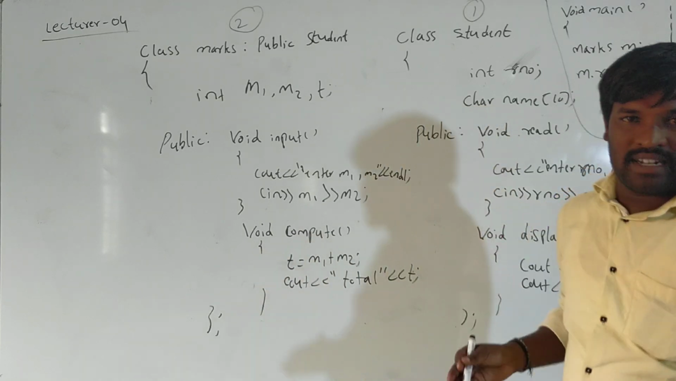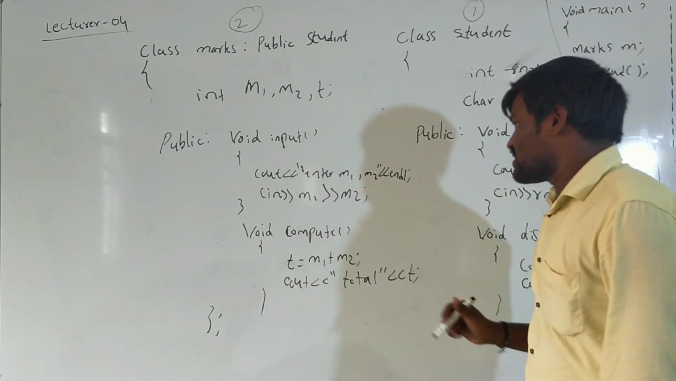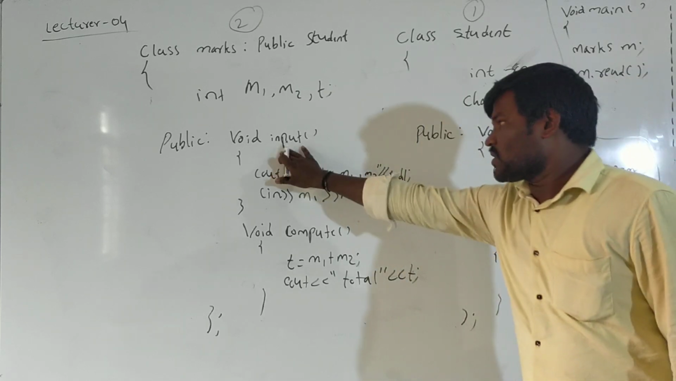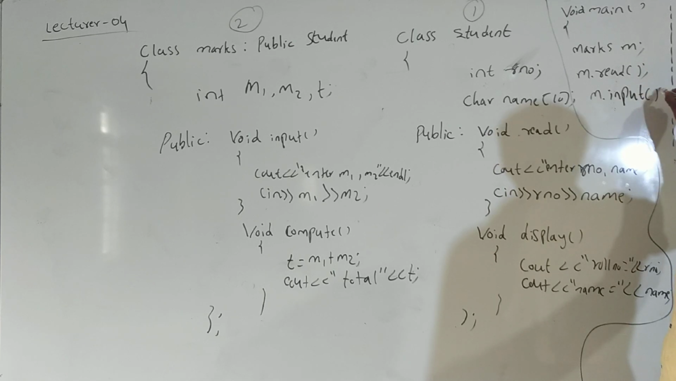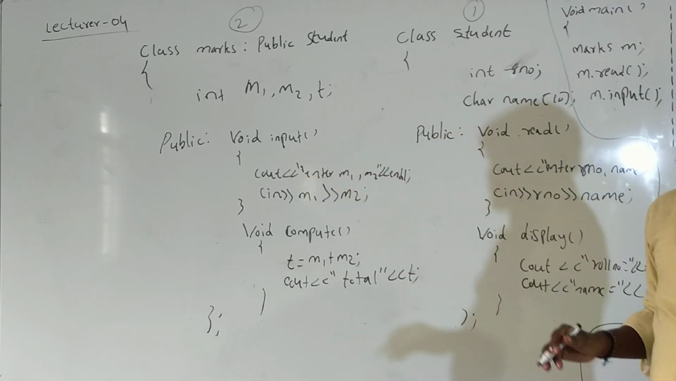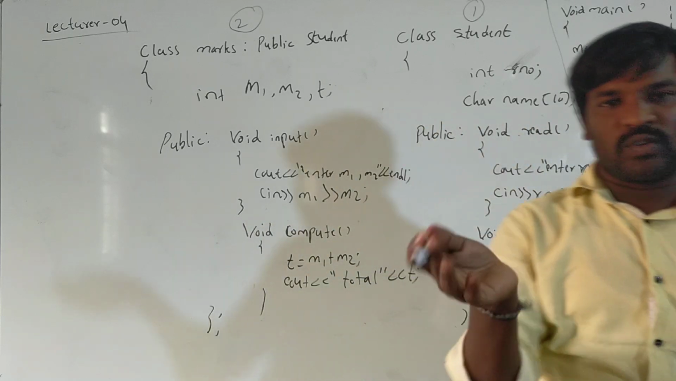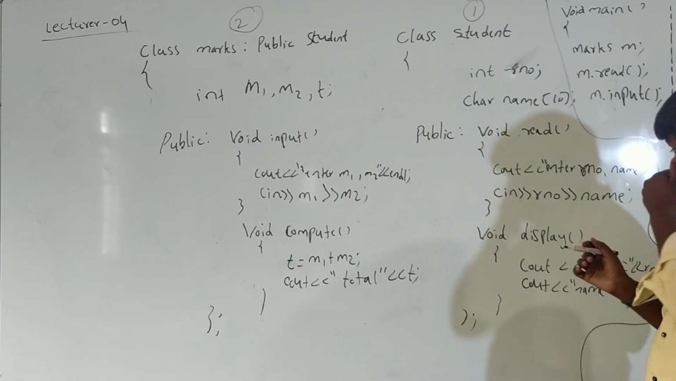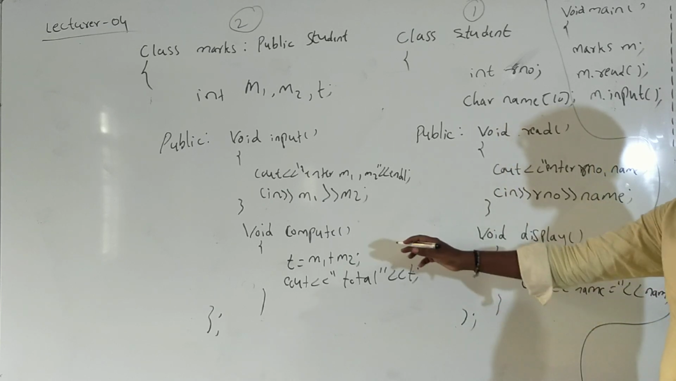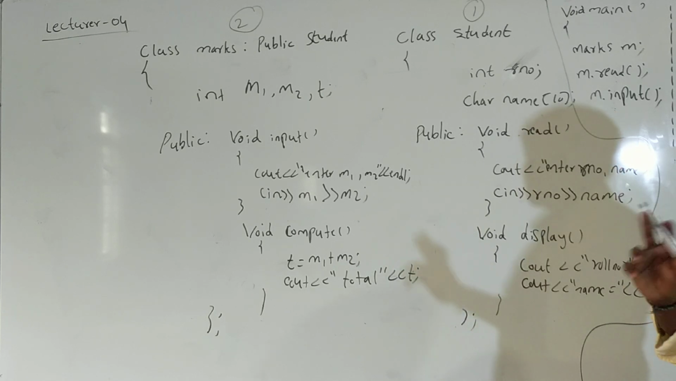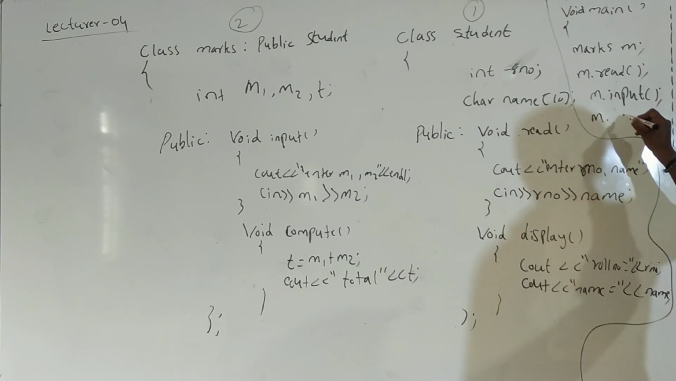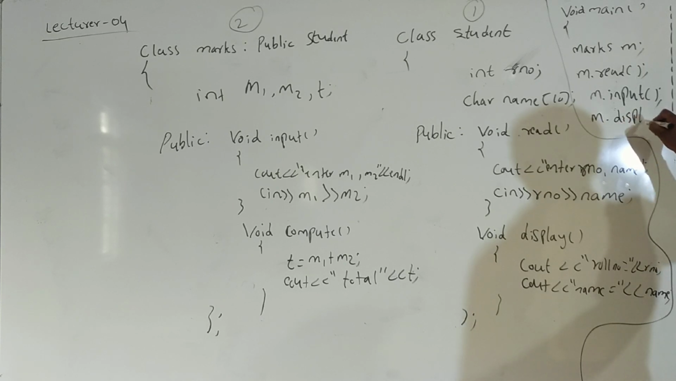After entering the roll number and name, immediately you have to enter the marks. If you want to enter the marks, I can call the input, that is m dot input. So it will call the input function. If I enter 40 and 45, the total marks is m1 plus m2. But before displaying the marks, first it has to print the name and roll number. So that's why m dot display and m dot compute. So it will complete the program.